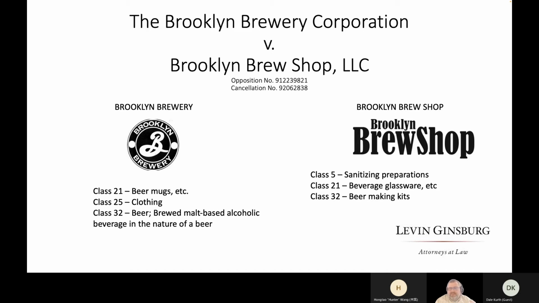In the case, one had a prior registration for the beer mug, and they were able to stop that, but they were not able to stop them from the sanitizing preparation and from the beer making kits, again, because they were stopped from that particular argument. So it's a really interesting case. There's a lot of really interesting facts here dealing with the long history between these two companies, and it's really interesting reading.